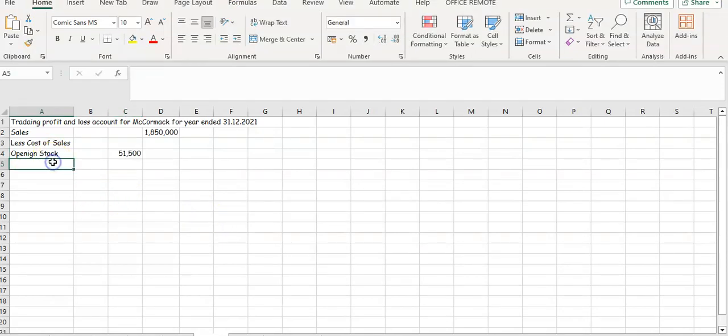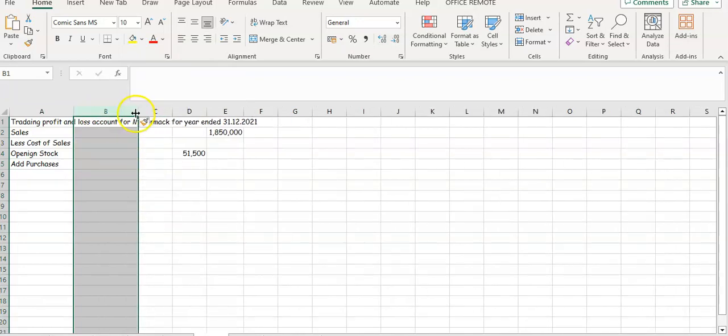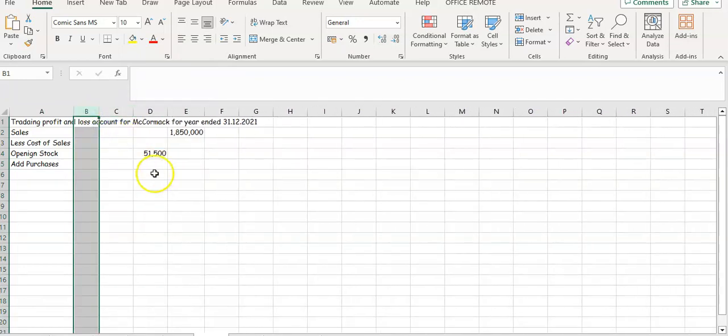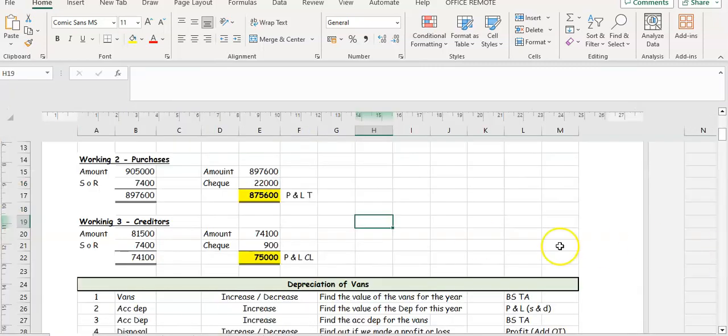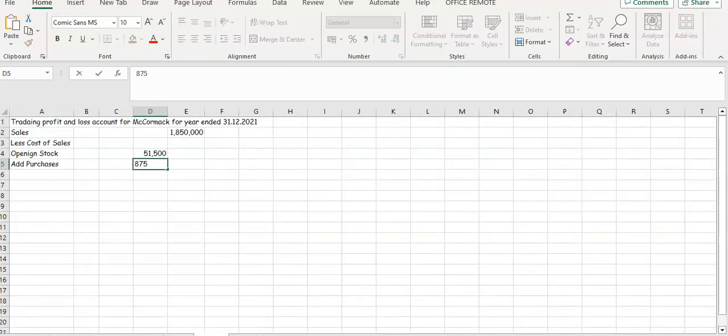Then we're going to add purchases. Now we know we've got a working for purchases. So we're just going to add another column here just so we can say what number the working is. So we're going to go back to our workings, have a look for purchases. So purchases is working 2, 875,600. So 875,600. That's going to be working 2. I'm going to add these two together.